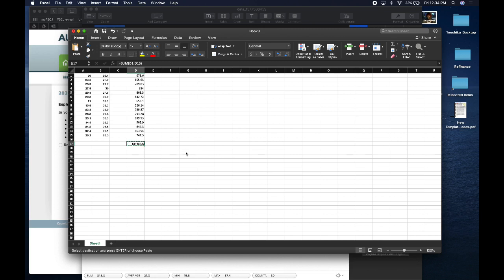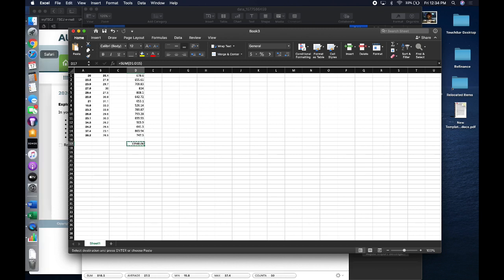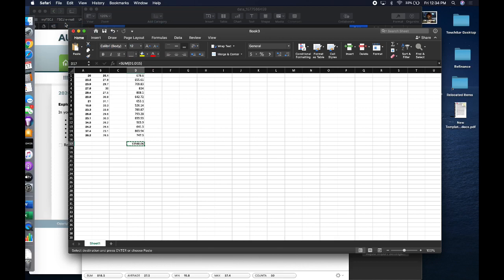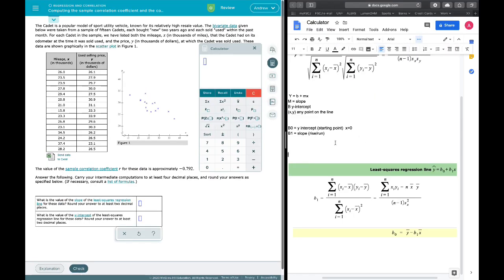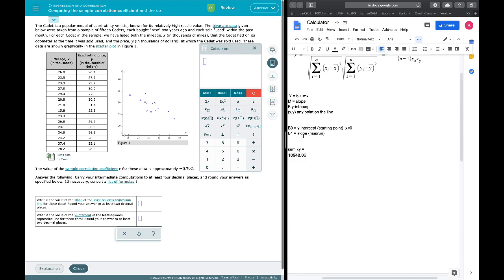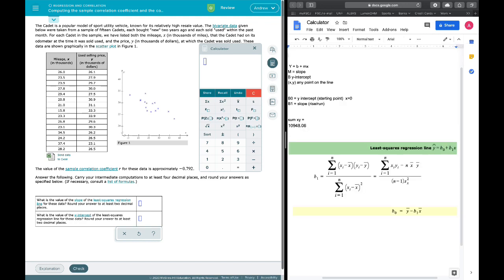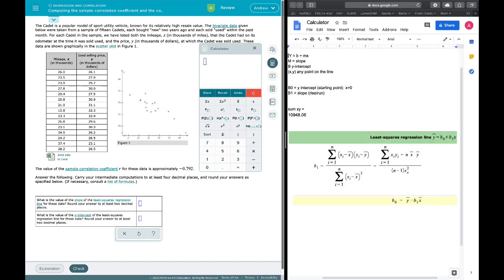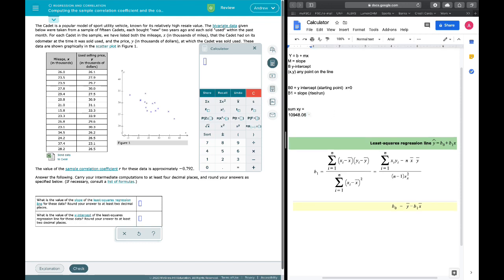So here's our first number, 1,948.06. All right, so I'm going to write that here, just to keep track. Sum of x times y is equal to this number. I'm going to delete this so we can get it all on one page. All right, so we got the first number here.